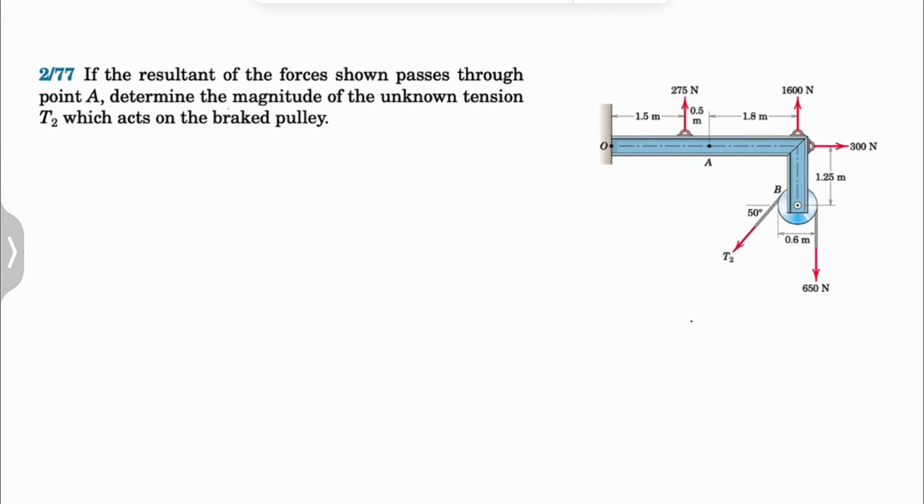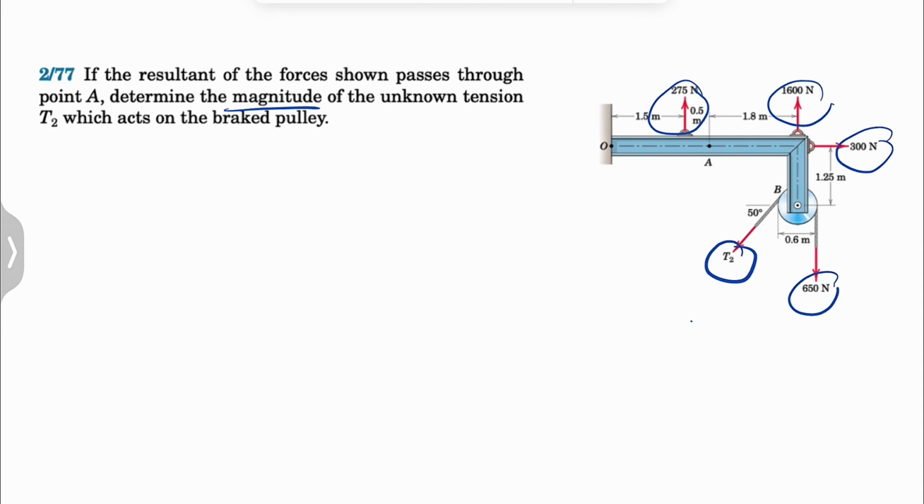The question is from Engineering Mechanics Statics, Meriam textbook, second chapter. We have the resultant of the forces that we can see, and we know the resultant of all of these forces is going to pass through point A, and we need to determine the magnitude of the unknown tension T2 acting on the pulley.